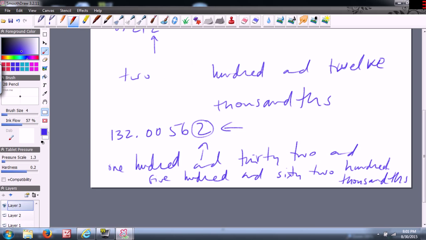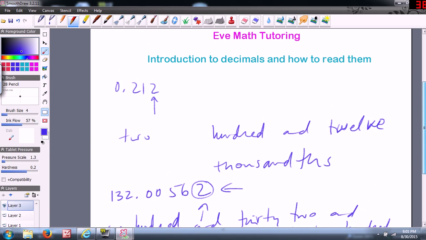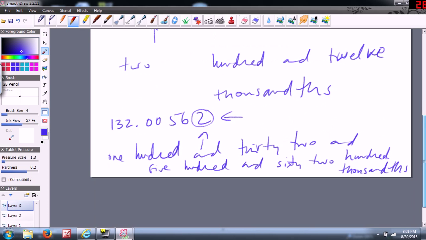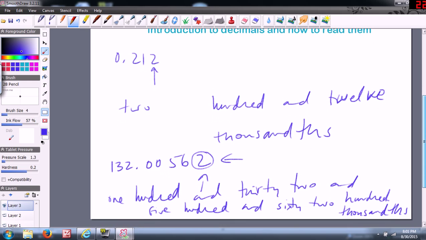Okay, so that's how you would read decimals. So you always list the number in front, put down "and," then look at your final digit, find the place value on the consistent chart, and then put down the value. Okay, so that's how you would read decimals.